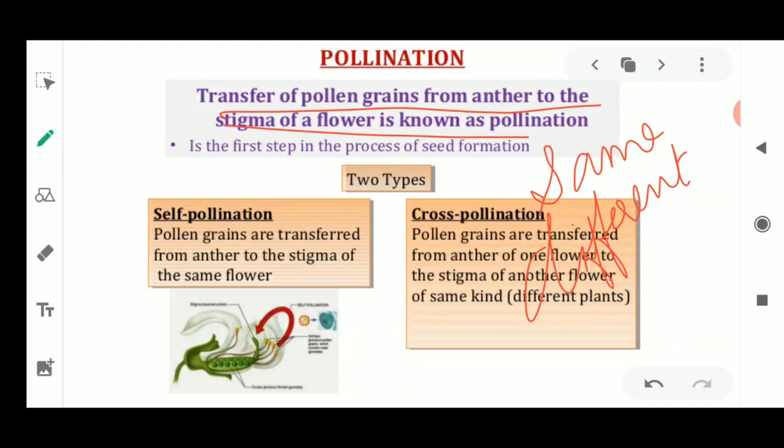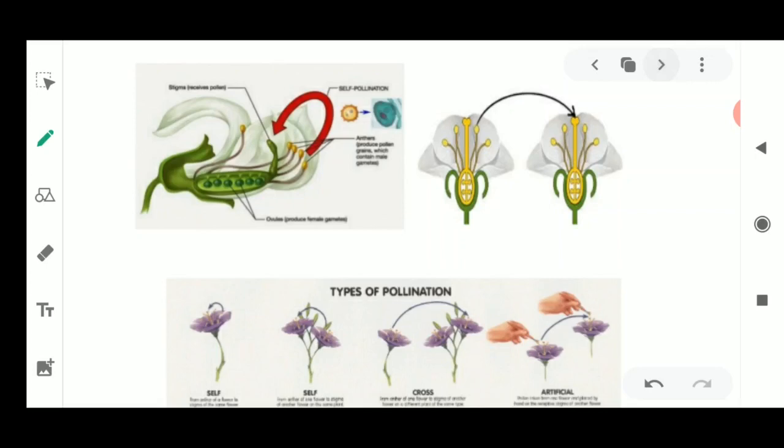Now how are they going to transfer? They are going to transfer from one place to another place, from one flower to another flower. That flower could be present on the same plant or it could be present at a different place. So the variety remains the same, but the flowers could be two in number. This is known as cross pollination. I'll just show you with the help of a diagram.